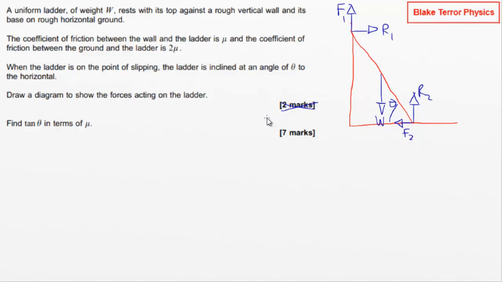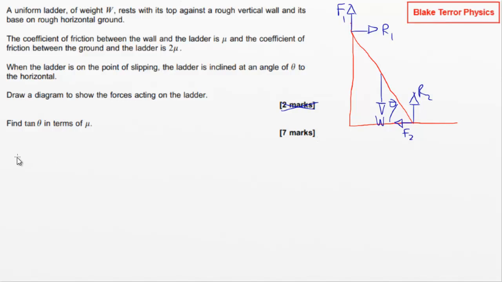But what else are we going to do apart from draw that? Now we have to find tan theta in terms of mu. We've got a lot of unknowns here. We've got 1, 2, 3, 4, 5 forces, an angle, and then we've got mu. There are two different coefficients of friction, but it's the same unknown, using both of them. So we've got 5 forces, a mu and a theta, so 7 unknowns, but we're leaving 2 of them in our answer. So we're going to need 5 equations in order to figure all this out.